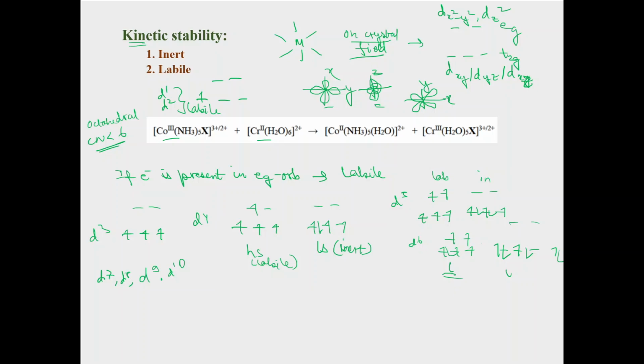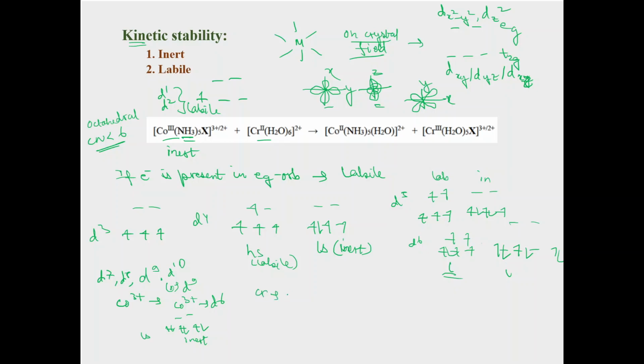Now we will see that cobalt 3 plus is how many electron system? Cobalt 3 plus means it is a D6 system, right? And there is NH3. Is NH3 a strong field ligand or a weak field ligand? Ammonia is a strong field ligand, and because of that it will be a low spin complex. So 1, 2, 3, 4, 5, 6. It is inert in nature. This first complex will be inert.